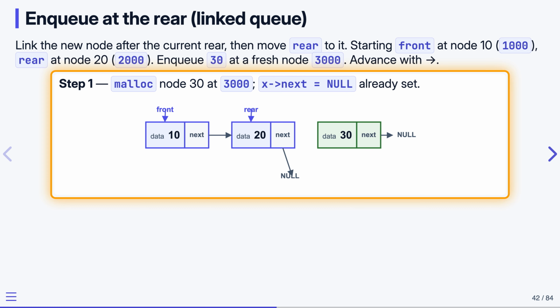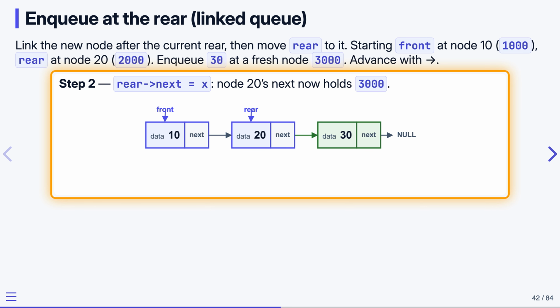Step 1. We call malloc and get a fresh node at 3000. It holds the value 30. Its next field is already null, so the node is not linked to the queue yet. Right now front names node 10 and rear names node 20.